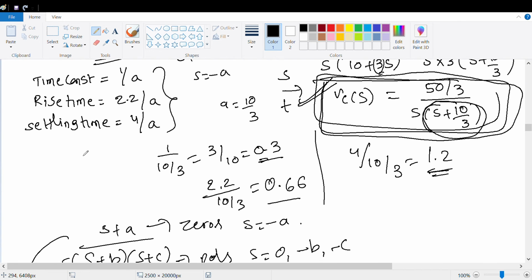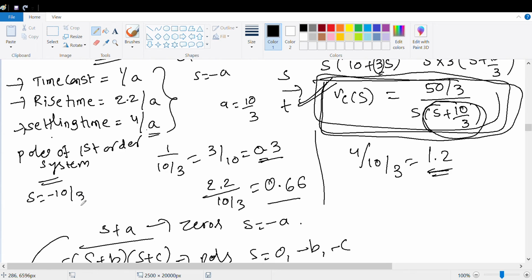So here for a first order system, the time constant formula is 1 by a. For rise time it is 2.2 by a. For settling time 4 by a. Here a is the pole of the first order system. So here the pole is s equal to minus 10 by 3. So a is 10 by 3.